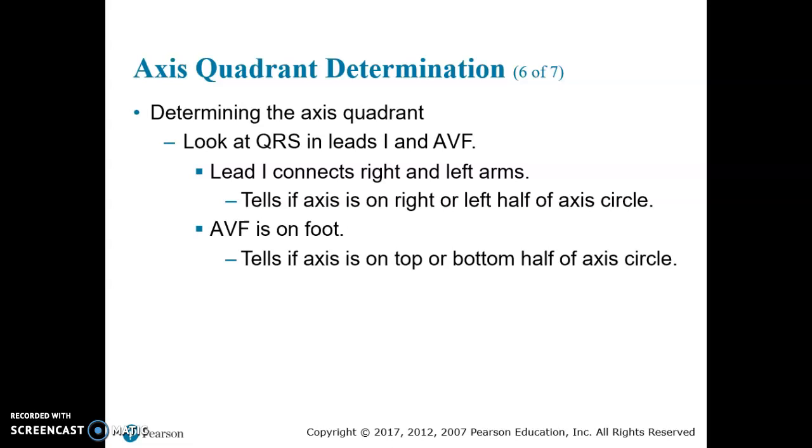We're always going to look at the QRS in lead 1 and in lead AVF. Remember, lead 1 connects the right and left arms, and it tells us if the axis is on the right or left half of the axis circle. AVF is on the foot, and it tells us if the axis is on the top or bottom half of the circle. So we're going to use lead 1 and lead AVF.